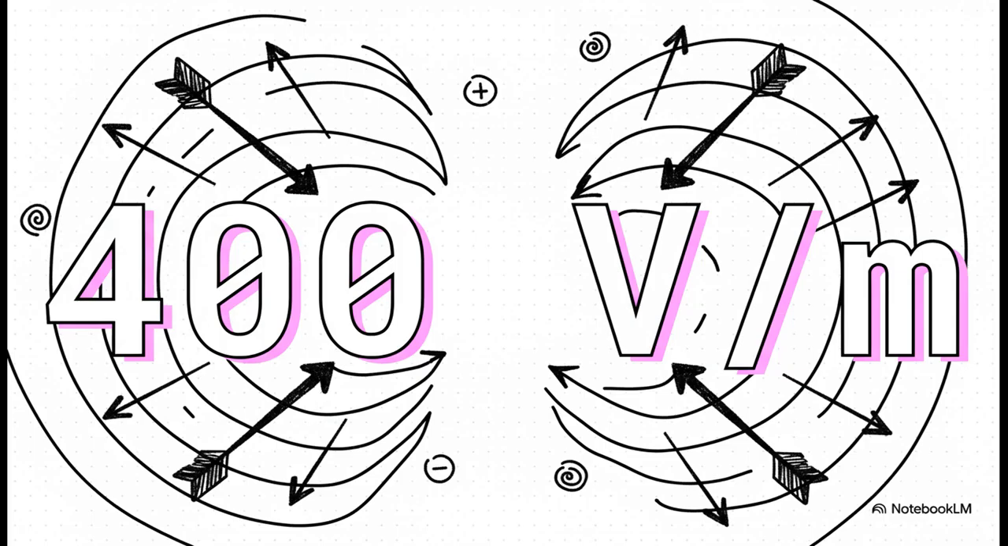And when you run those numbers through the calculator, what do you get? You get 400 volts per meter. And just like that, we did it. Think about what just happened. We took a simple 2D map, and we used it to measure the strength of an invisible force. Now that is pretty cool.